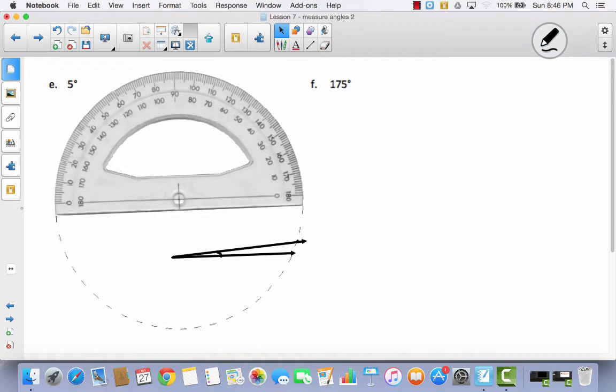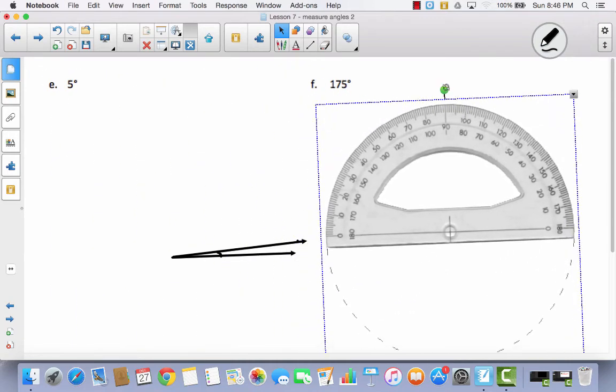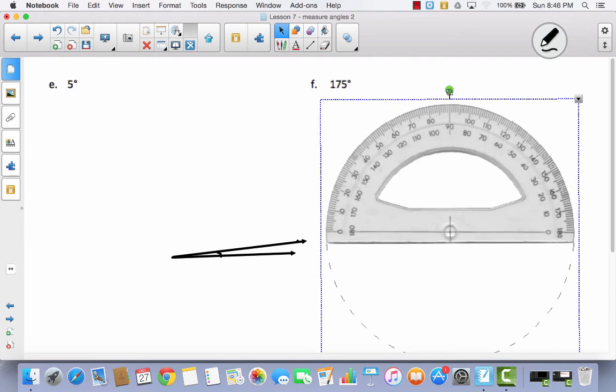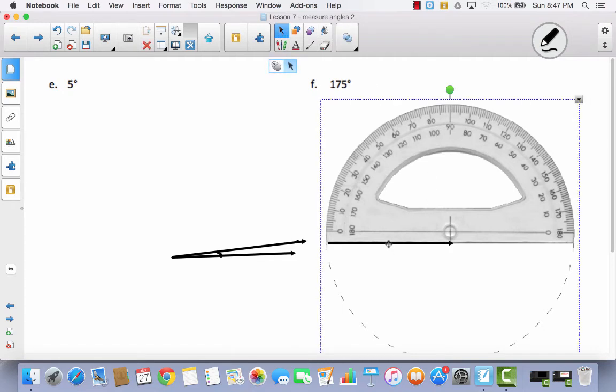All right, so now we have 175 degrees, so we're kind of going from one extreme to the other. So again, you're going to take your protractor and you're going to decide which way you want your angle to open. I'm going to have mine actually open this way this time because I know this is going to be a really large angle, and my arrow is actually going to be going the wrong way. Okay, that's okay, we'll fix it. All right, so now we have, and you can see that my arrow is going the wrong way.